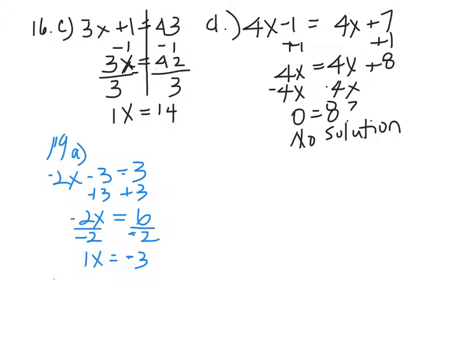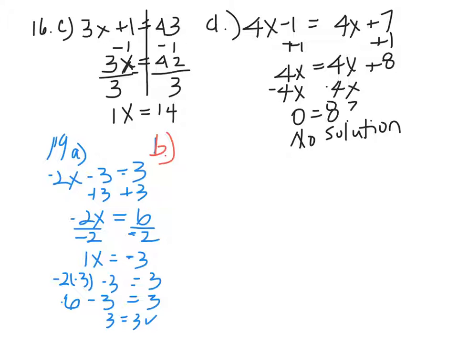Let's check it out. Negative 2 times negative 3 minus 3 equals 3. Negative 2 times negative 3 is positive 6 because a negative times a negative is a positive. Is 6 minus 3 equal to 3? Sure it is. It works. That's how we check our solutions. We just plug it back in and solve.